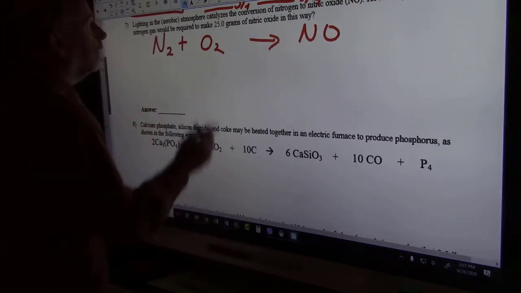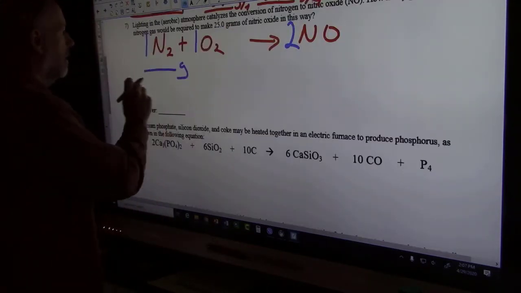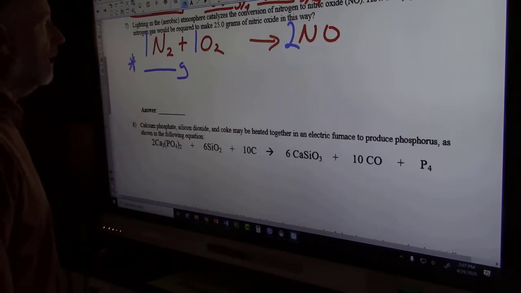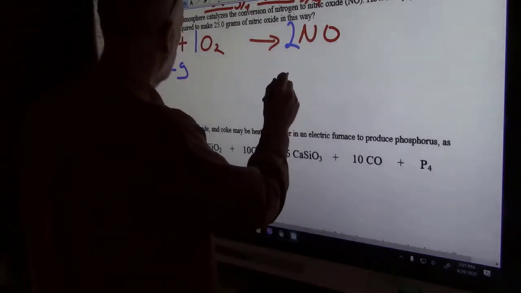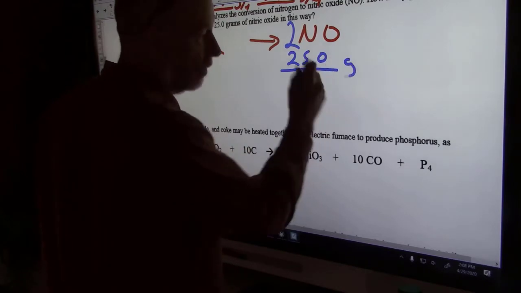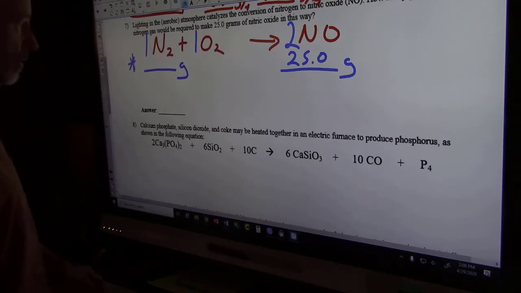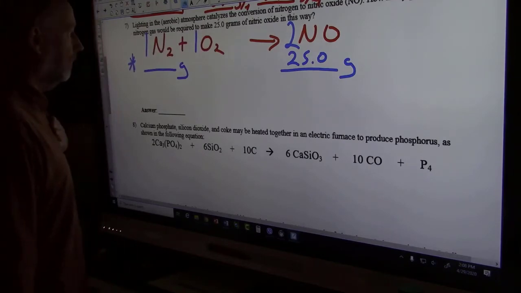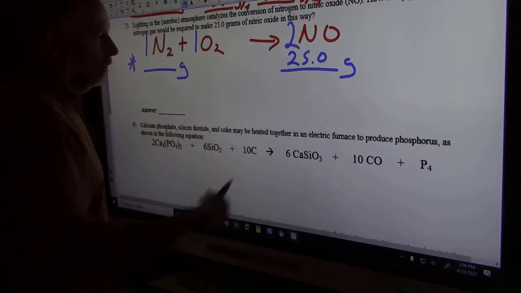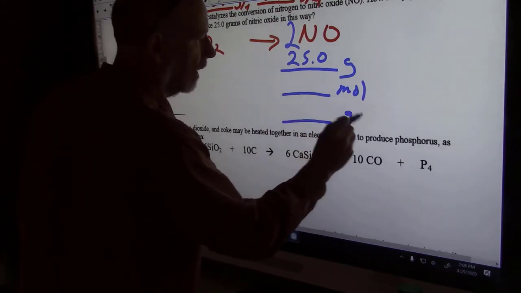Now, let's balance it. How many grams of nitrogen gas? So that's what I want for an answer. How many grams of nitrogen gas would be required to make 25 grams of nitric oxide? So for some reason, I want to make 25.0 grams, 3 sig figs, of nitric oxide. How many grams of nitrogen is required? Well, let's see, it's a 1 to 2 or a 2 to 1 ratio, depending on which direction you're thinking. So we have to figure out the moles here. And we need the molar mass, grams per mole.